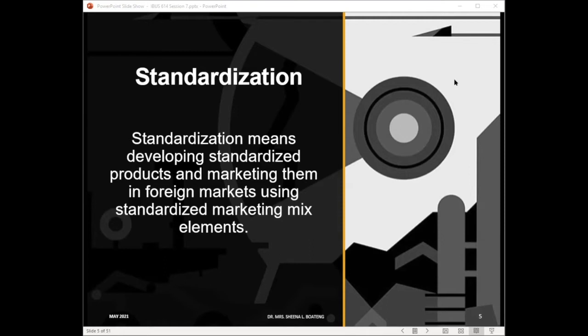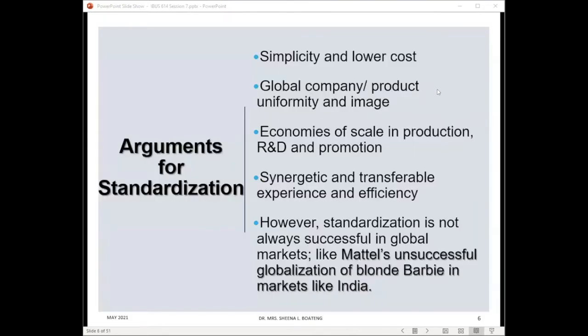However, when we talk about adaptation, it is slightly different. And because of that, there are arguments for standardization and for adaptation. For instance, the arguments in favor of standardization say that, first of all, it leads to simplicity and lower cost, which a lot of firms enjoy very much because they usually do not have enough resources to go around.